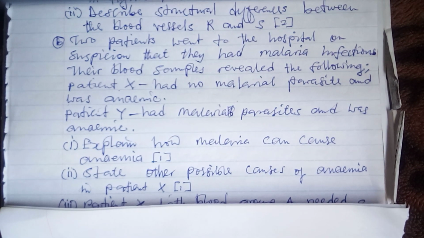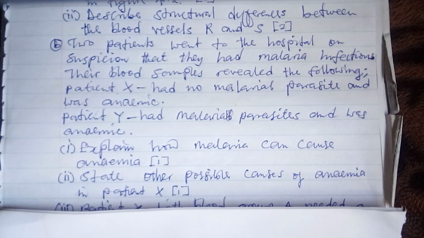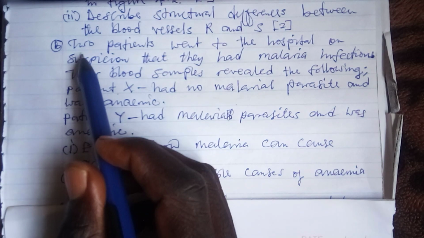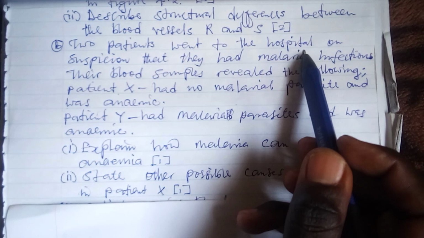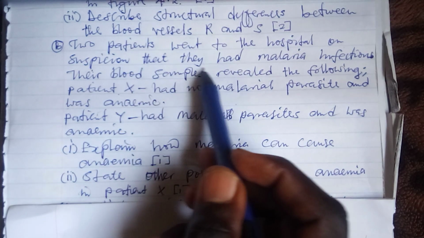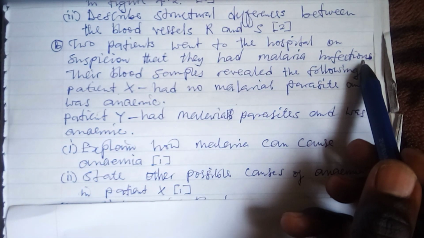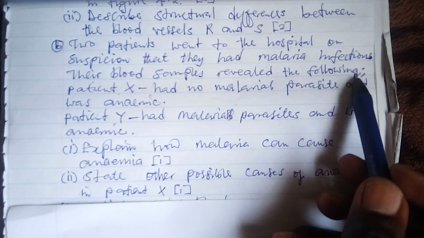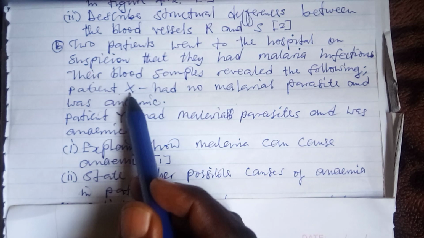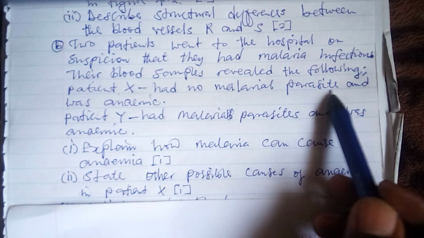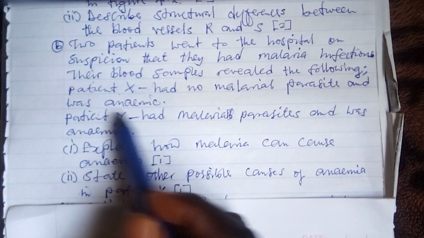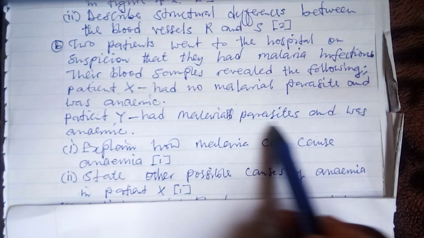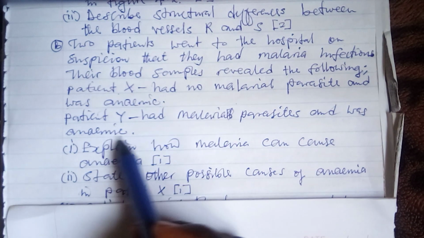Okay, we continue with the second question, that is B. The question reads, two patients went to the hospital on suspicion that they had malaria infection. Their blood samples revealed the following. Patient X had no malarial parasite and was anemic. Patient Y had malarial parasites and was anemic.